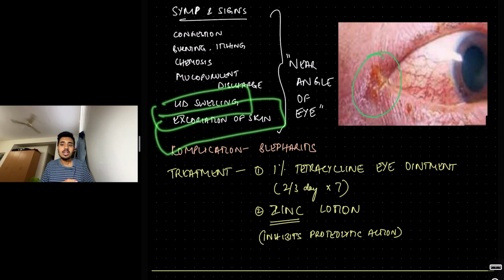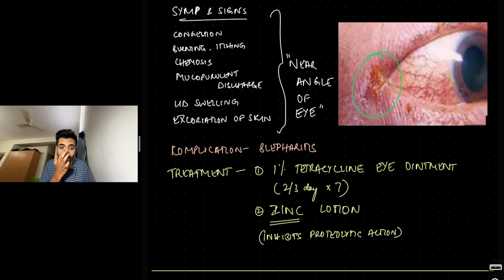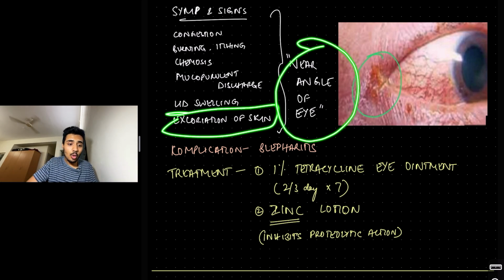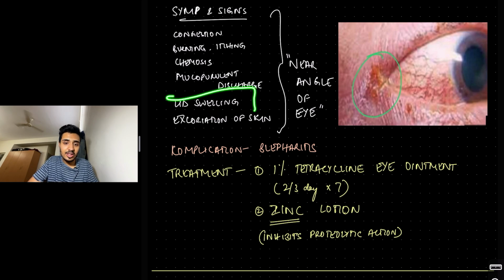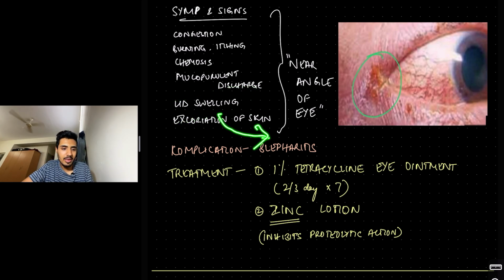Basically, the skin surrounding the angle of the eye also has excoriative changes. That is the proteolytic enzymes acting there, not just on the conjunctiva but on the skin surrounding the angle of the eye, causing excoriation of the skin and lid swelling. Because it also affects the lids, the most common complication is blepharitis.